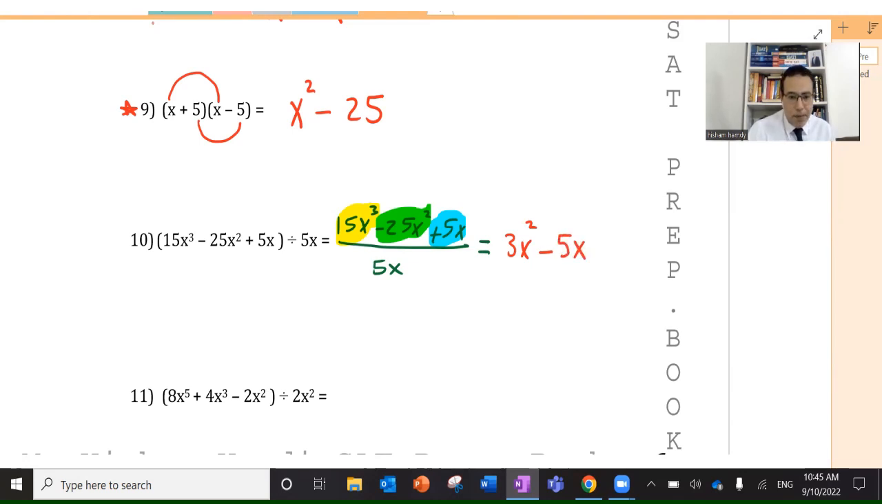And subtracting the power. This power is 2, this power is 1, I'm subtracting the power. Plus 5x divided by 5x, any term divided by itself is 1. So 3x squared minus 5 plus 1.